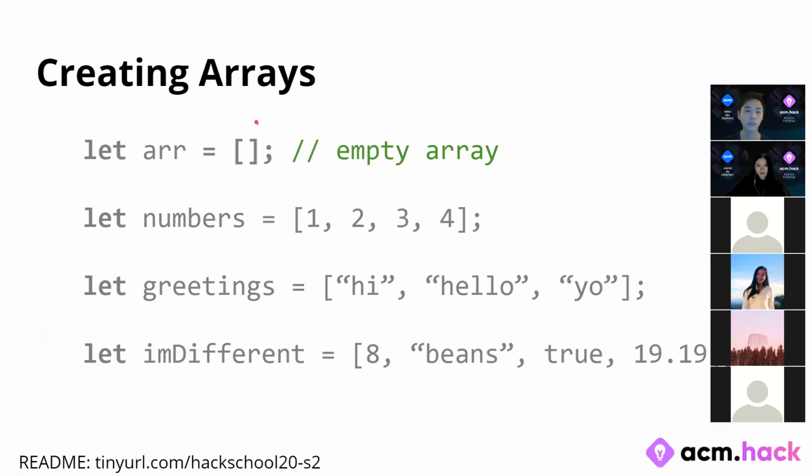Here we can make an empty array, just an array with no values in it. We can make an array with numbers in it. We can make an array with strings in it. And we can even make arrays with different things: a number here, a string here, a Boolean here, and then another number here. So these are all valid ways to create an array. And this is, again, just assigning that array to a variable.